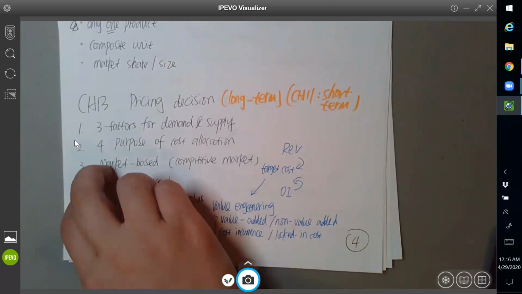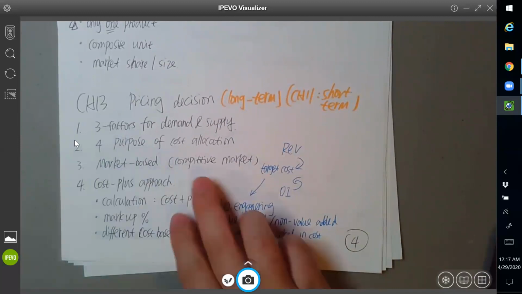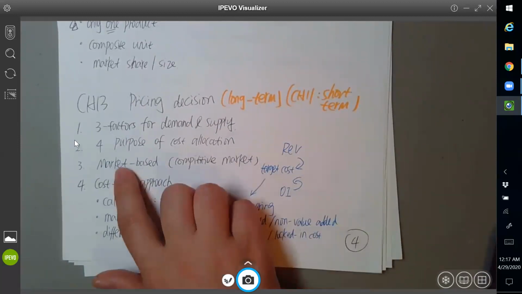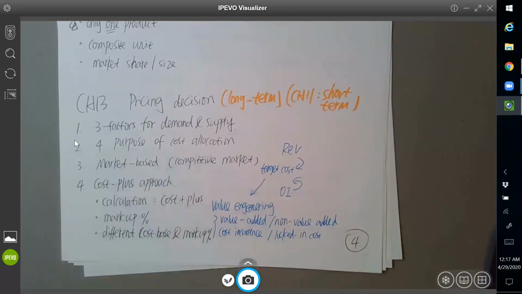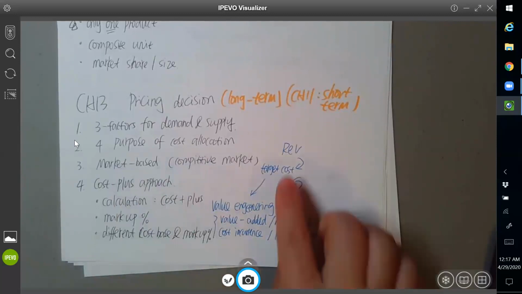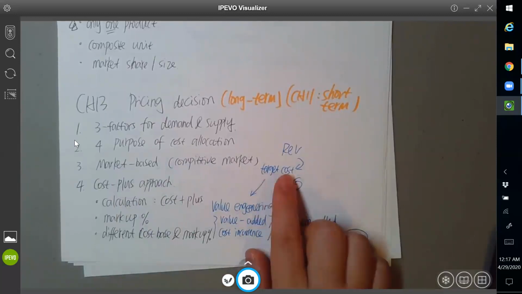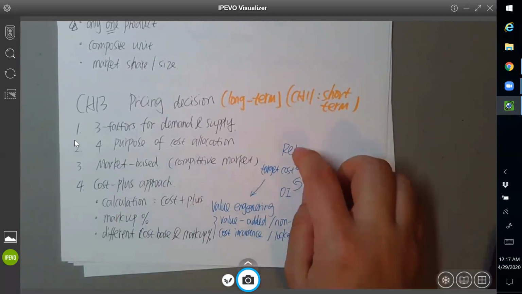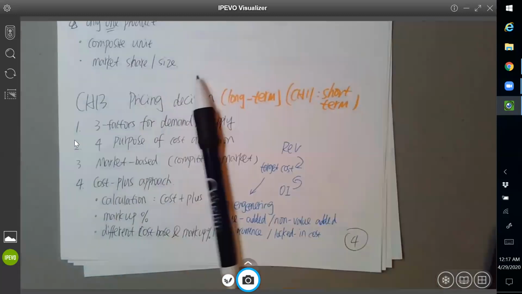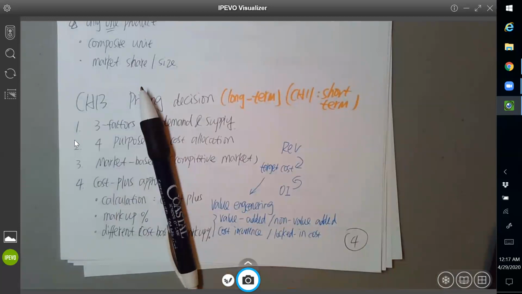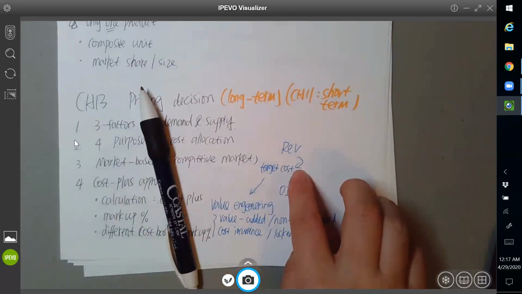Two approaches to set the price. If it's a competitive market, we do the market-based approach because we cannot decide the price. The market already decided for us. All we can do is value engineering to get the target cost, right? Your revenue market told you for this pen is $10, and you have to earn $2 for each one. So your target cost will be $8.